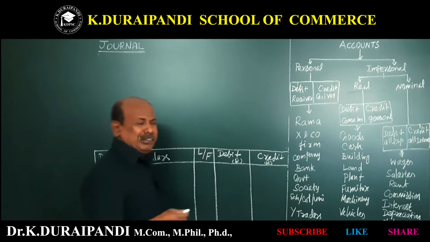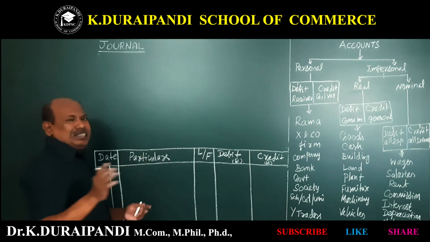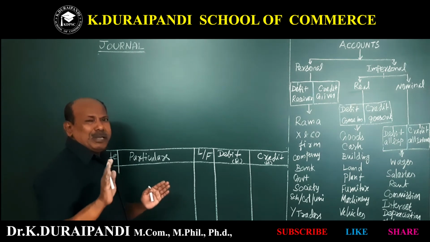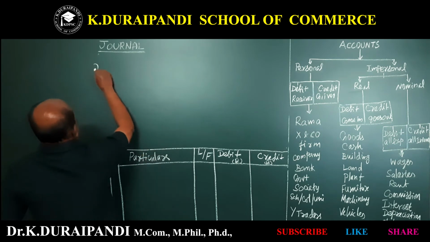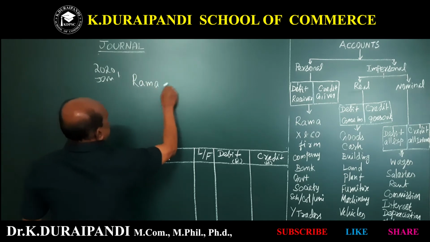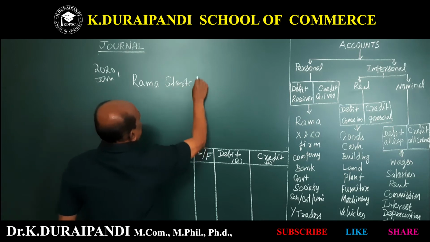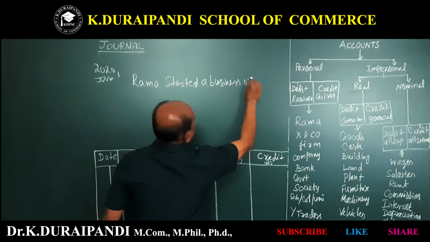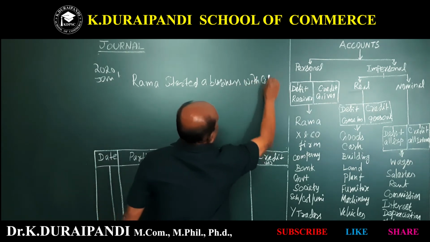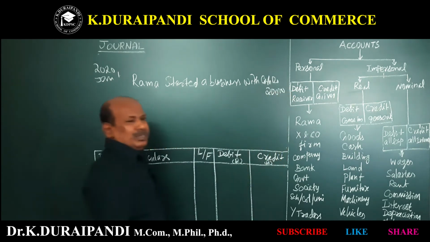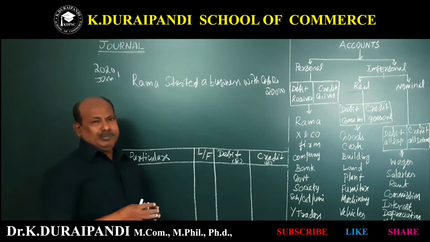Come to the making of a journal. Journalize the following transactions, as given in your problem. How to make a journal? Then 2020 January 1, Rama started a business with cash rupees 20,000. That is the business transaction.